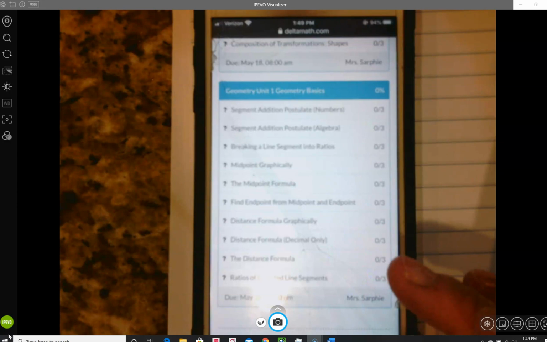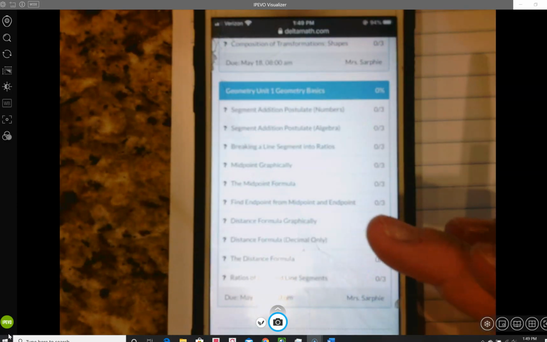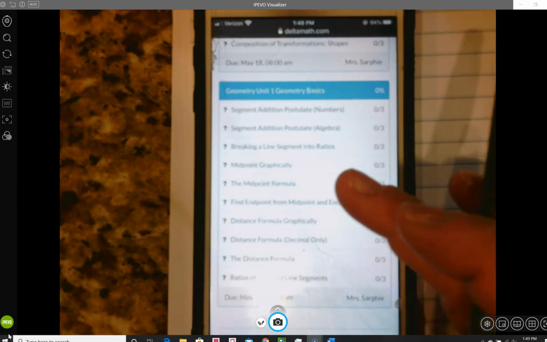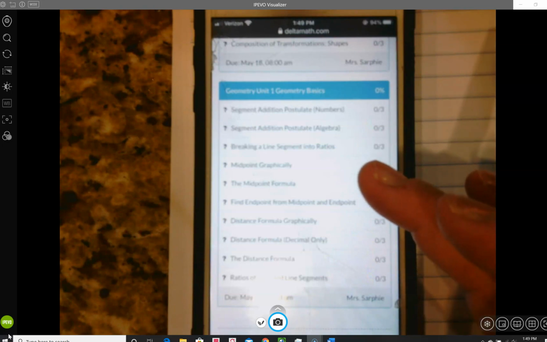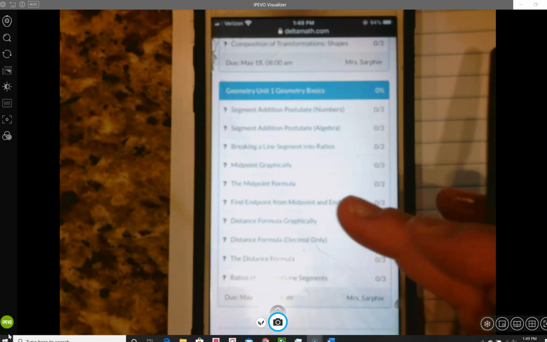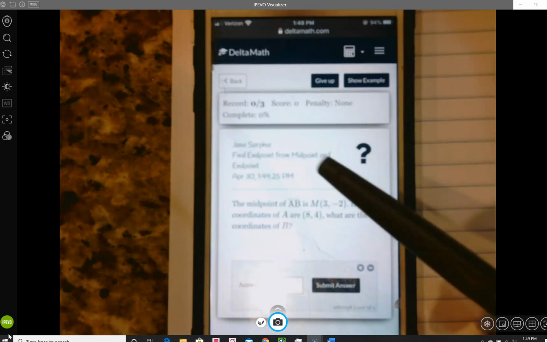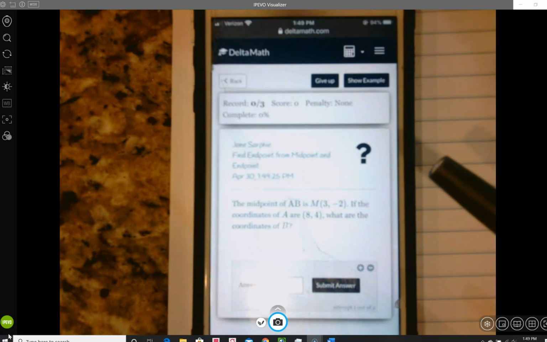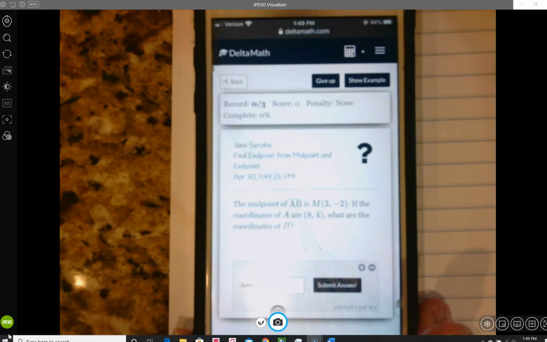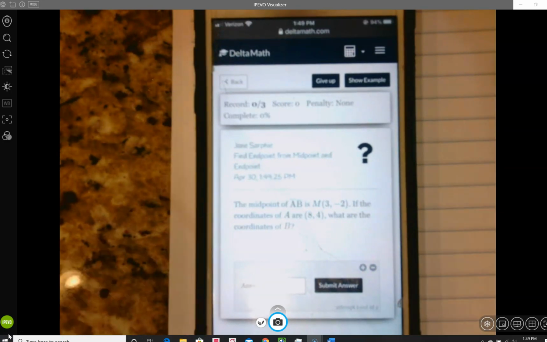I was going to start with one of the more challenging topics, and also probably one of the topics where they might do things differently than what we did in class. So I'm going to go into the topic called Find the Endpoint from the Midpoint and Endpoint. I've got my problem up here. The midpoint is given and the coordinates of A are given. What are the coordinates of B?